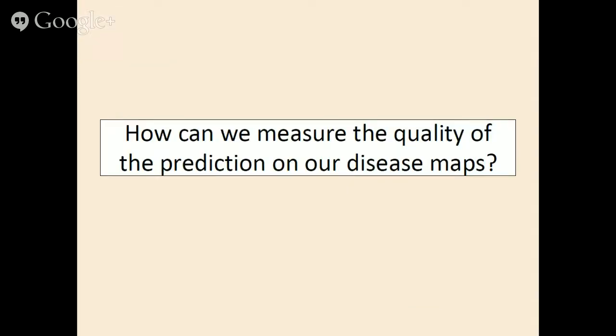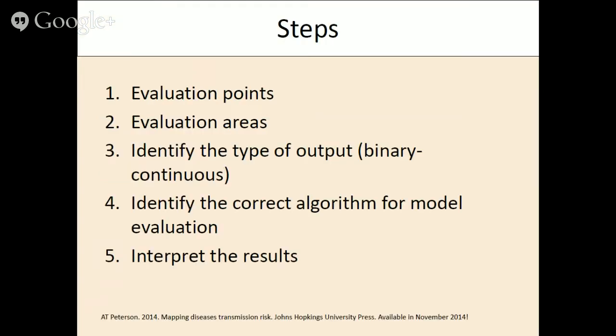First, how can we measure the quality of the prediction of our disease maps? These are the steps we are going to follow. First, choosing evaluation points, then evaluation areas that are close to practice, and then identify which kind of output we are going to manage, and identify the algorithm to run the evaluation, and finally, a single slide on interpreting results.